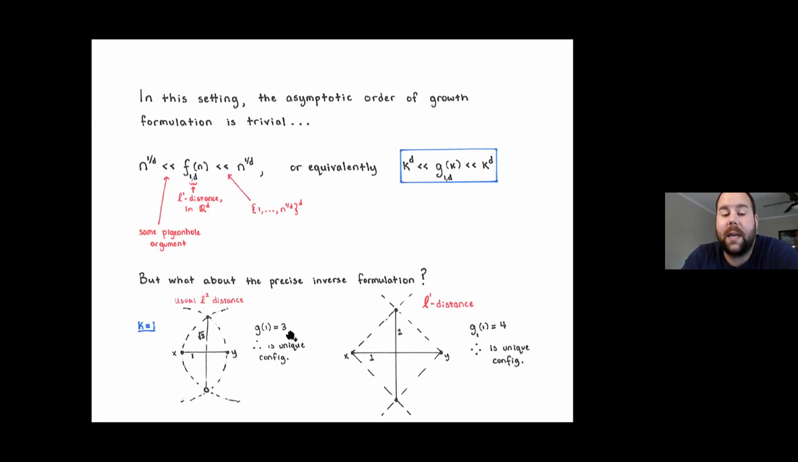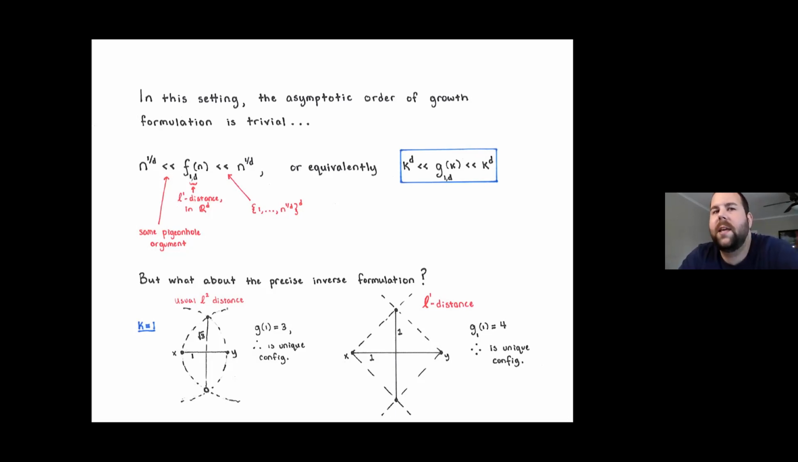Instead of g of 1 being 3, now g of 1 is 4. And this 4-corner configuration is the only way to do it, up to distance preserving transformation and scaling. Okay. So that's simple enough. And how does it generalize? It turns out that it generalizes very nicely in 2 dimensions.